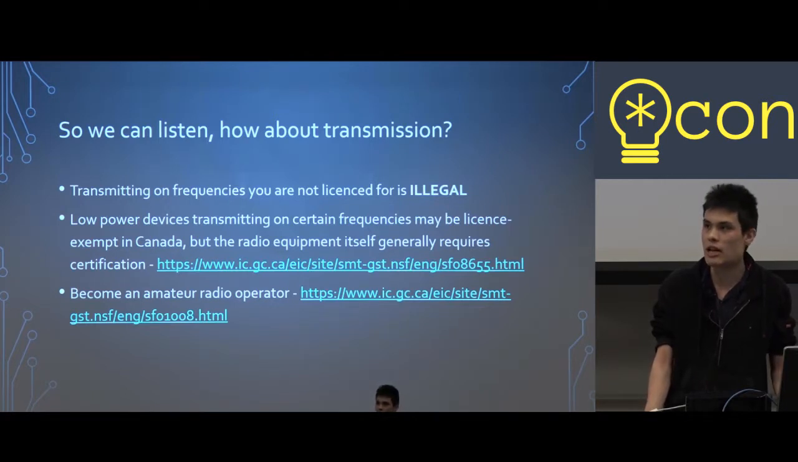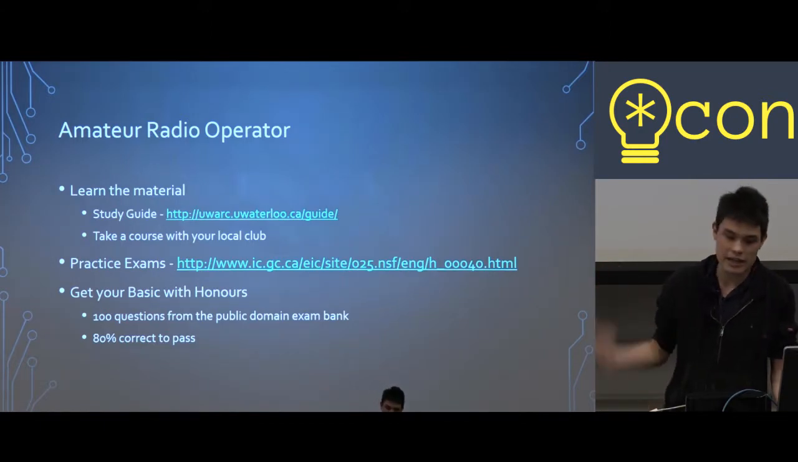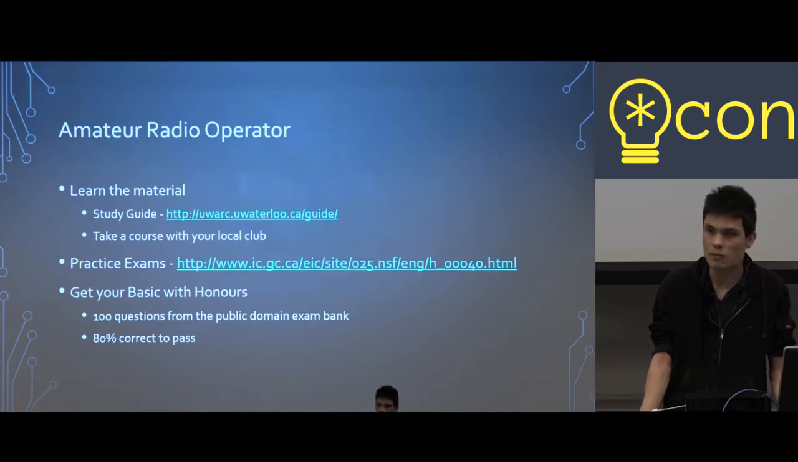The most accessible kind of license to get for transmitting on the air is an amateur radio operator license. So how do you become an amateur radio operator? The first thing you need to do is study the material. We have a great study guide up at our site, uwarc.uarlo.ca/guide. You can also usually take a course with your local club. You can also take tons of practice exams.